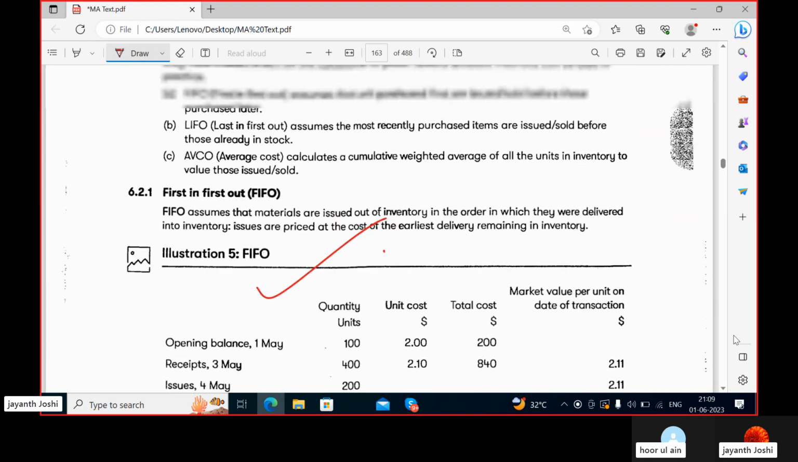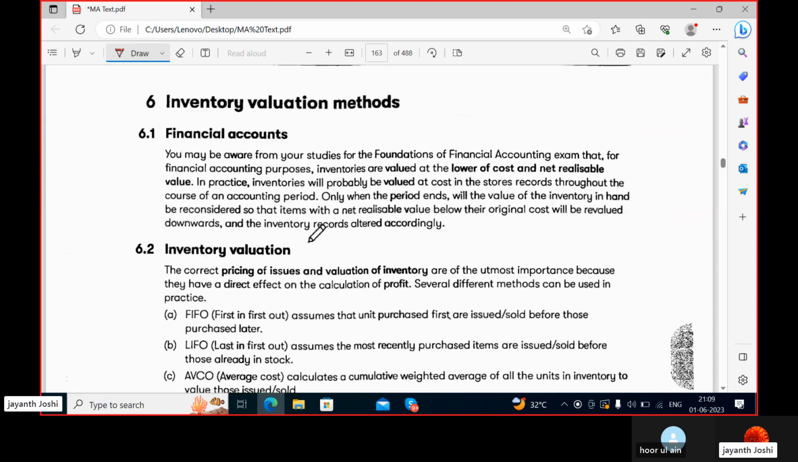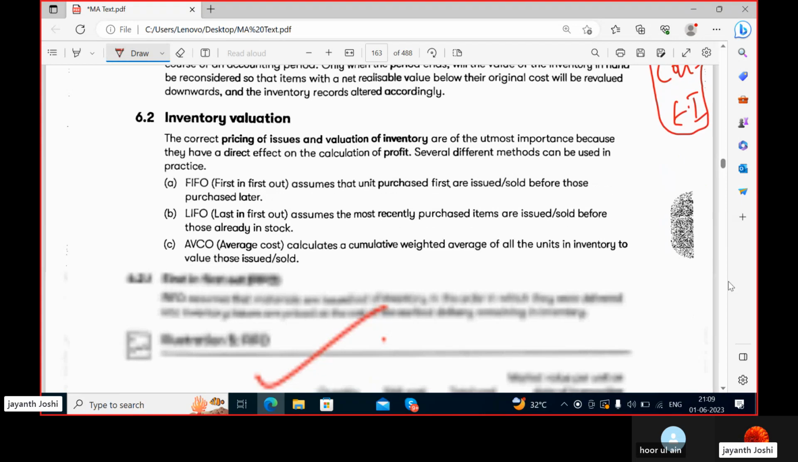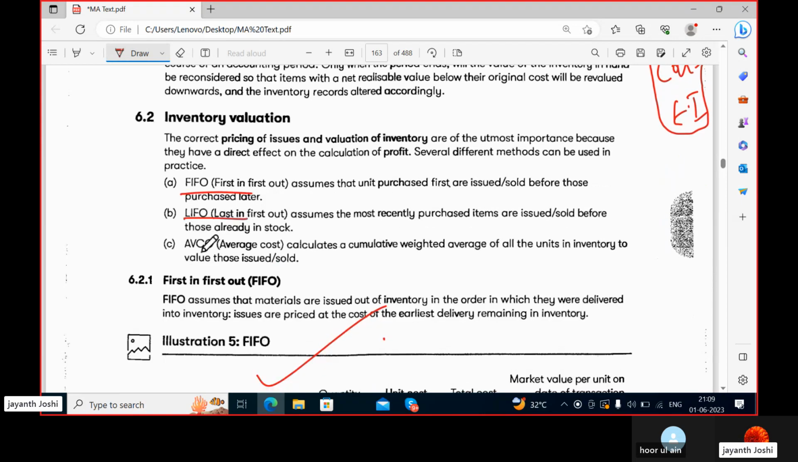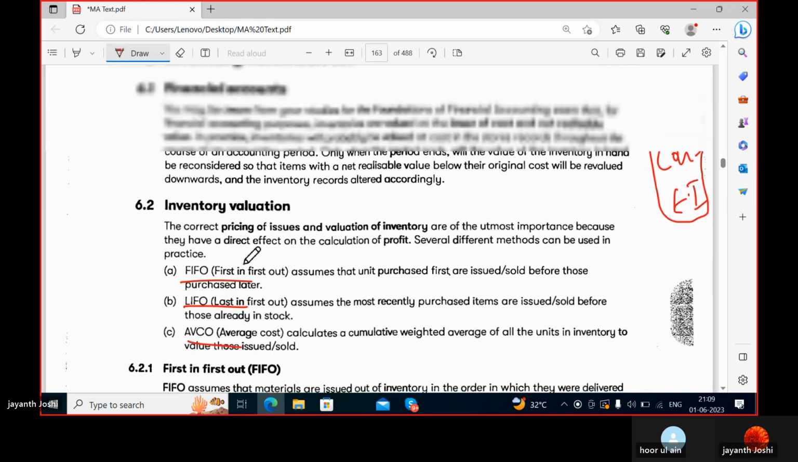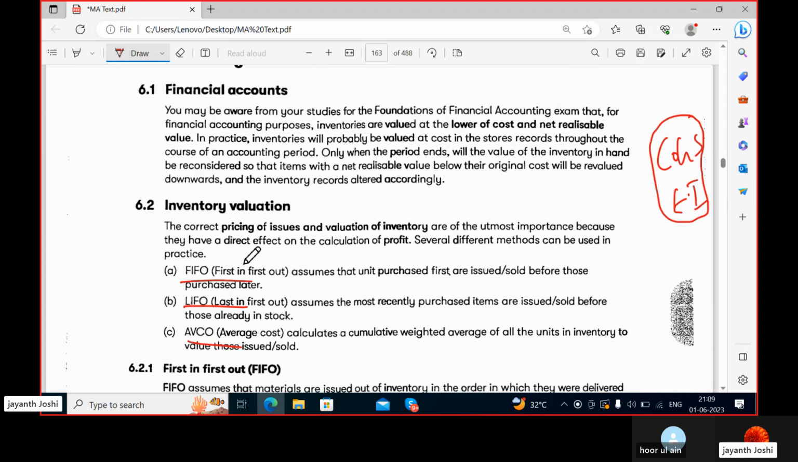Now coming to inventory valuation methods, which means you can find out the COGS and the cost of the ending inventory with the help of certain valuation methods. The first method we can discuss is FIFO, the second is LIFO, and the third one is AVCO. These are the methods with the help of which you can find out the cost of goods sold of the inventory. This is called the perpetual system, not the periodic system.